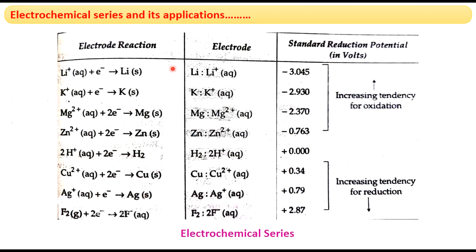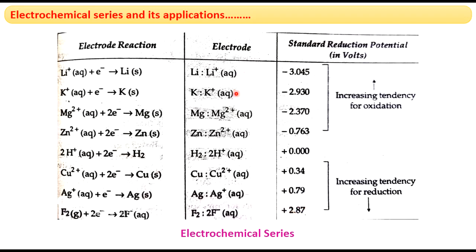This is the electrochemical series. These are the various electrodes and they are arranged in increasing order. We can see values here. For lithium, SRP is minus 3.045, then for potassium minus 2.930. Like this, we have increasing values. In the center, we have hydrogen, for which the SRP value is taken as 0, as it is the reference electrode. For copper it is 0.34, silver 0.79, fluorine 2.87. Fluorine has the highest SRP value here.